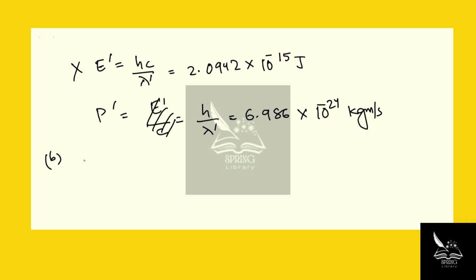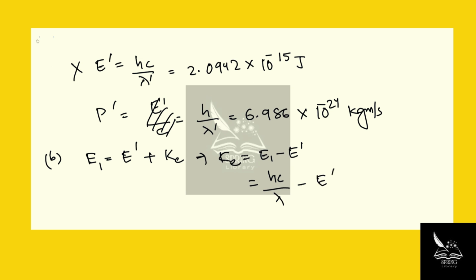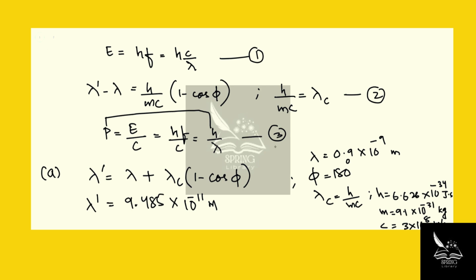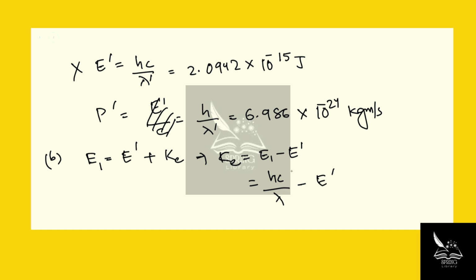Now in the second part, we have E1 equal to the energy of the scattered photon plus the kinetic energy. So Ke will then be equal to E1 minus E dash, where E1 is the energy of the original photon and E dash is the energy of the scattered photon. I already found that over here, but if you are directly going from equation 1 to equation 3, then you might need to find E dash over here as well. So this is basically hc over lambda, and E dash is hc over lambda dash.